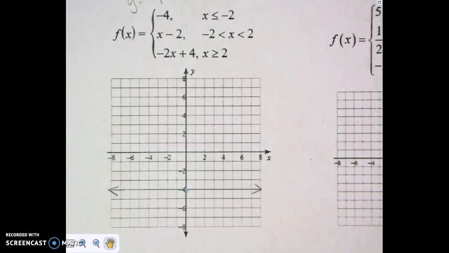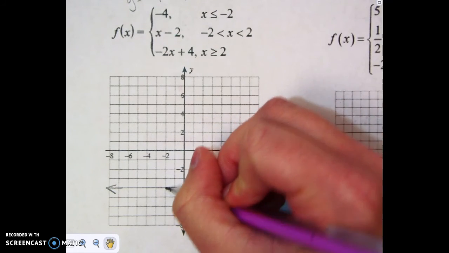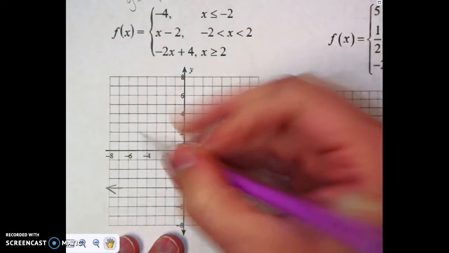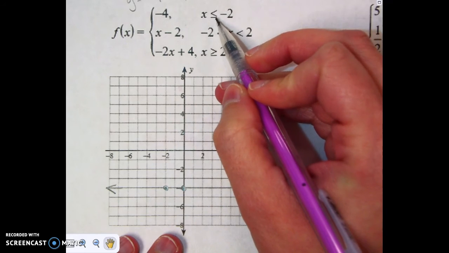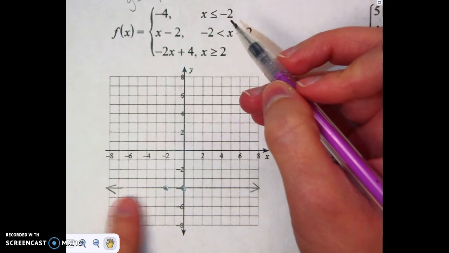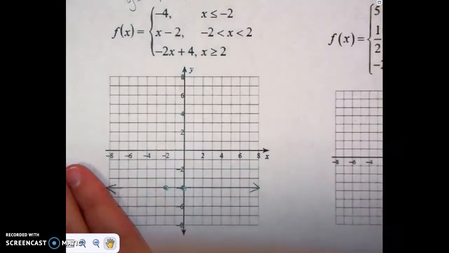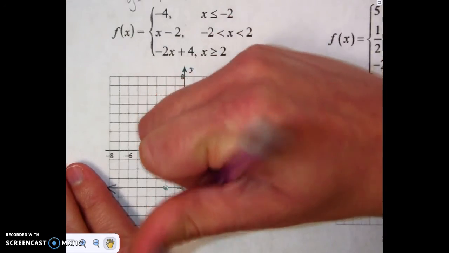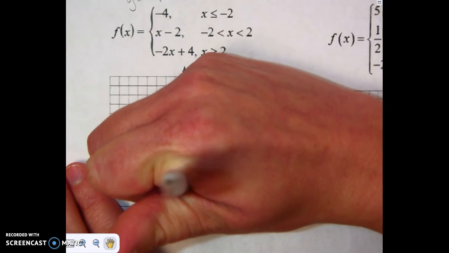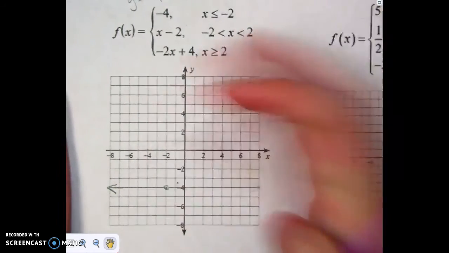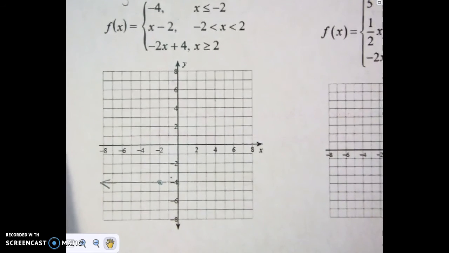Where does the dot go? So at -2, down here on this line, what kind of circle am I putting there? Solid circle. And it's x is less than or equal to -2, so I'm going to keep this stuff over here on the left-hand side. I need to get rid of what's on the right. Okay?